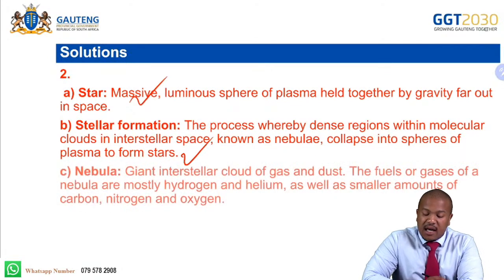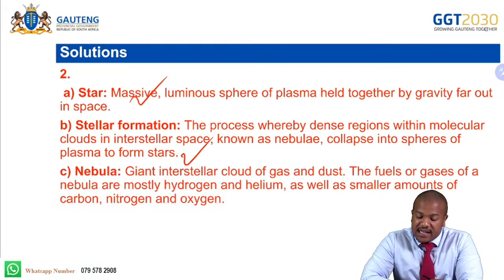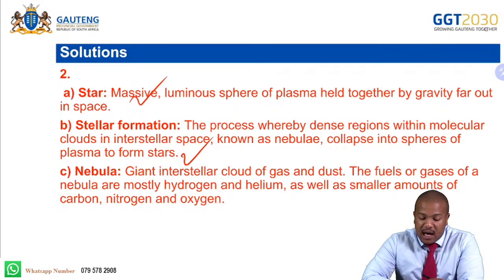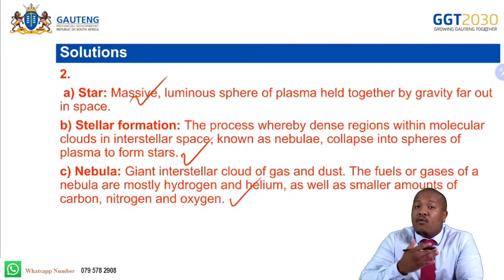Then C, nebula. This is the giant interstellar cloud of gas and dust, and the fuels or gases of a nebula are mostly hydrogen and helium, as well as smaller amounts of carbon, nitrogen, and oxygen. So let's take another minute quickly to copy down the corrections, then we move on with the lesson.